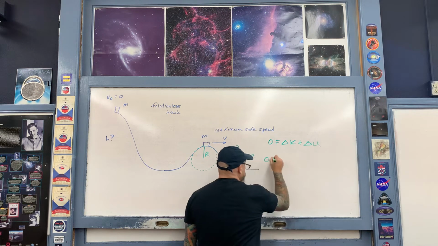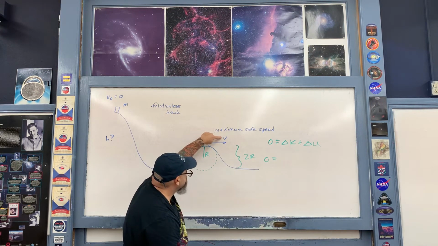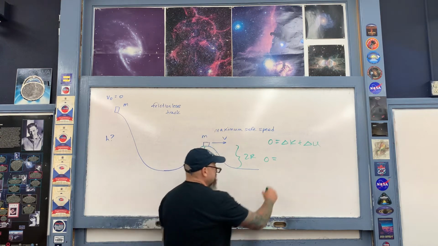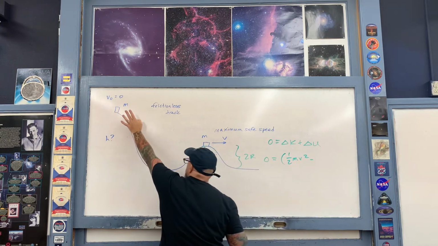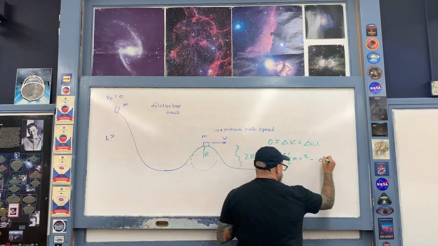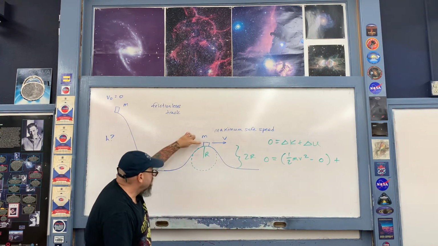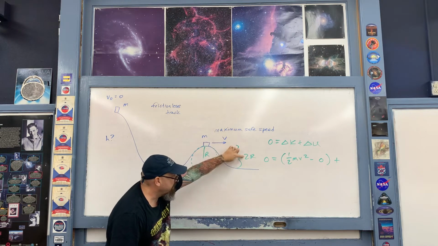Let's go ahead and fill in our terms. So we're going to have here a final kinetic energy with this maximum safe speed, which is unknown at this point. We're going to have to find it in just a few minutes. So 1/2 mv squared, minus then the initial kinetic energy up here, which is 0. And then change in gravitational potential energy. We'll have a final gravitational potential energy here of mg multiplied by the height of 2r.